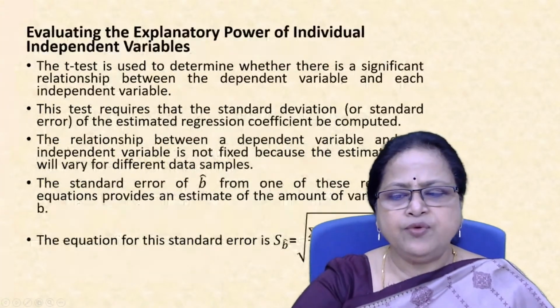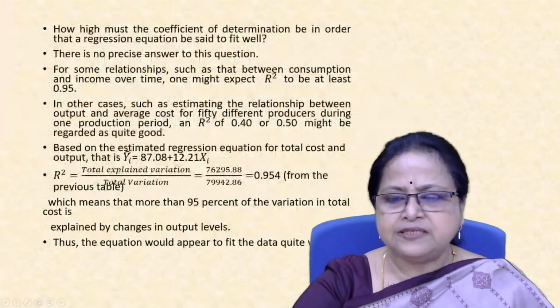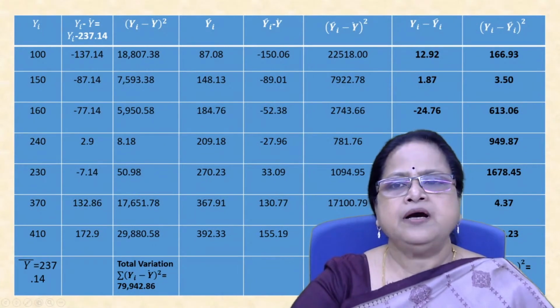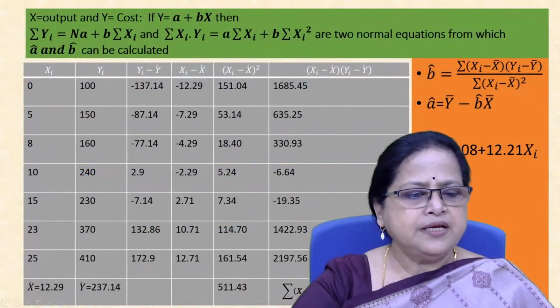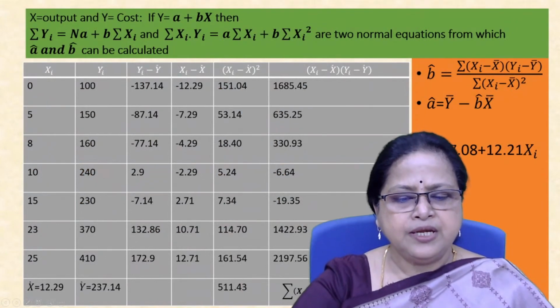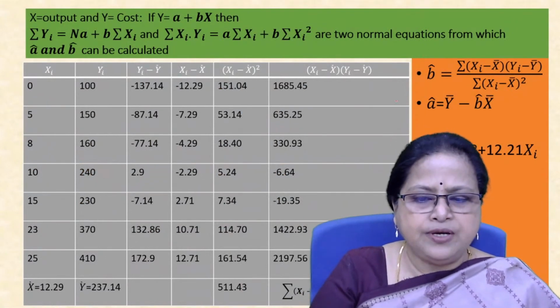And what about the second one? That is summation xi minus x bar square. Here, summation xi minus x bar square from the earlier table is 511.43. Look at this point, that is 511.